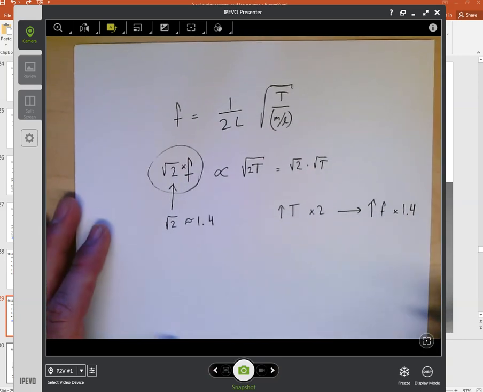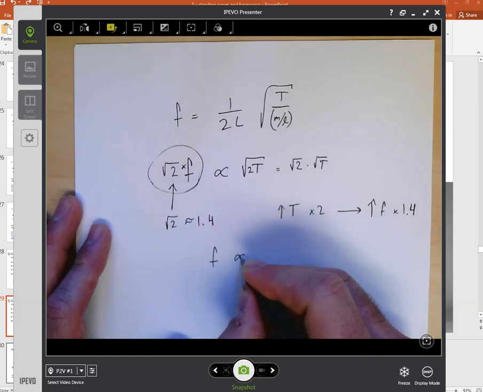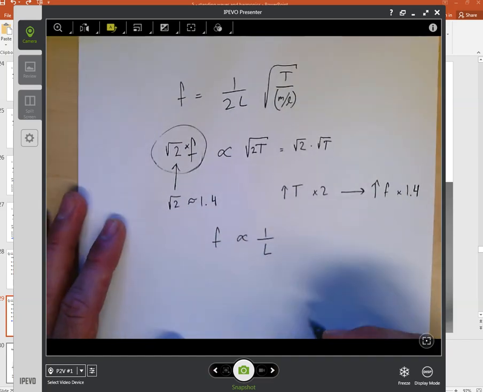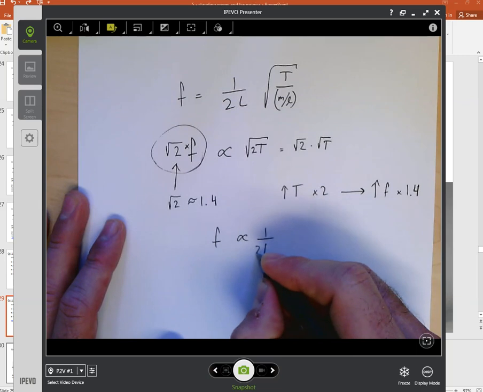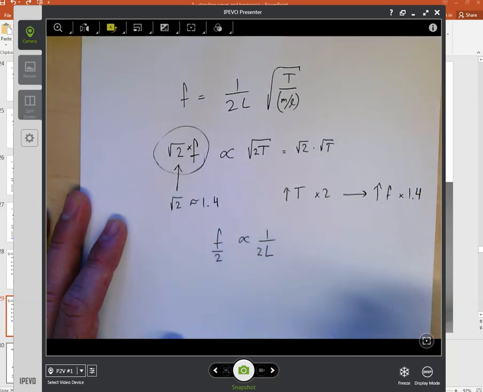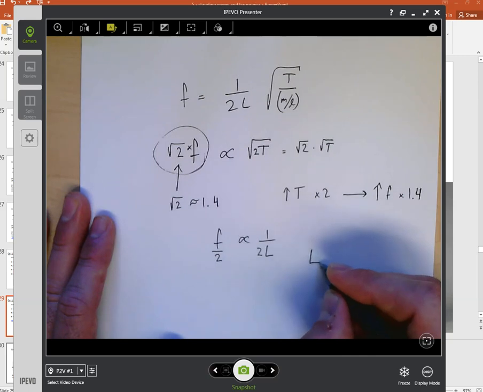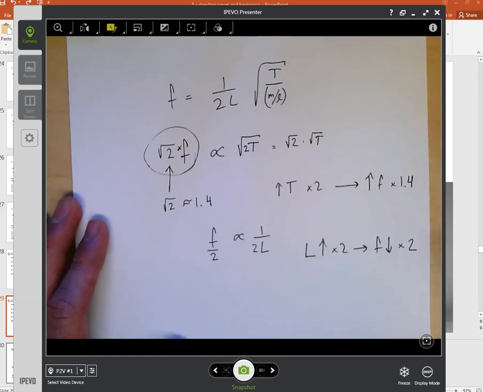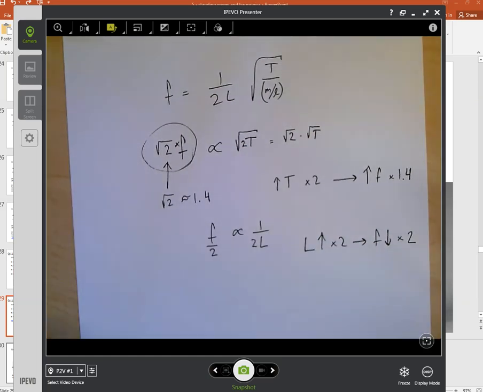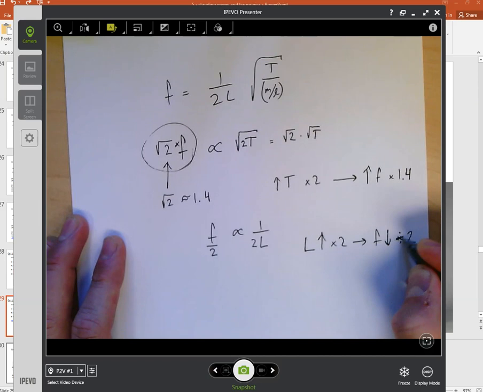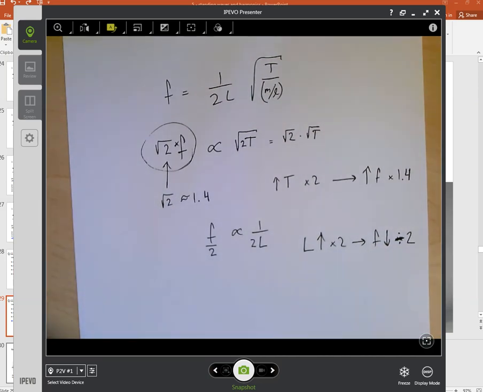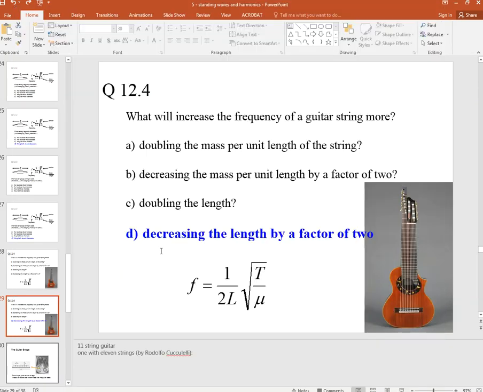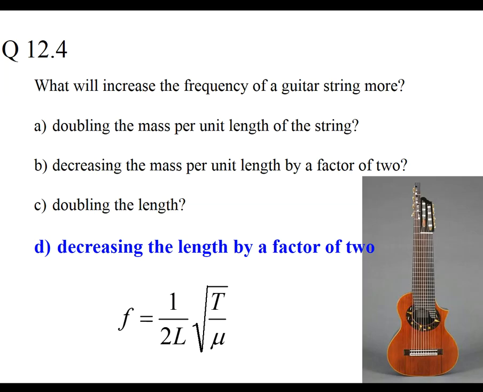Whereas on the other hand, F is proportional to 1 over the length. So that means that if L becomes multiplied by 2, this gets divided by 2. And so in other words, if the length goes up by a factor of 2, the frequency will go down also by a factor of 2. Or you could say the frequency is divided by 2, maybe that's a good way to think through it. Okay? So moving on to the next then.